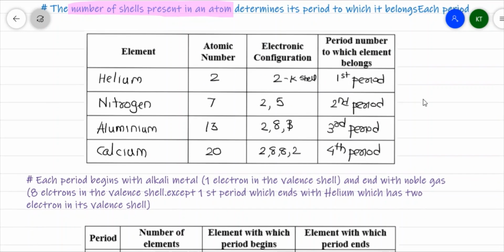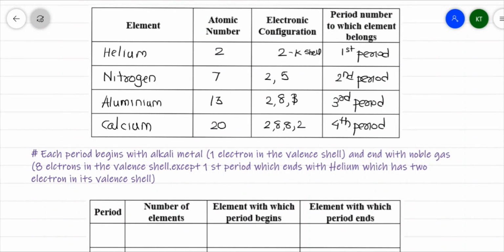Now there are some specific things we need to know. Every period begins with an alkali metal, which has 1 electron in its valence shell, and ends with a noble gas which has 8 electrons in its valence shell, except the first period. The first period has only 2 elements, hydrogen and helium. Helium does not have an octet completed, but it has a duplet completed. So the first period ends with 2 electrons in its valence shell, not 8. Care has to be taken for the first period.